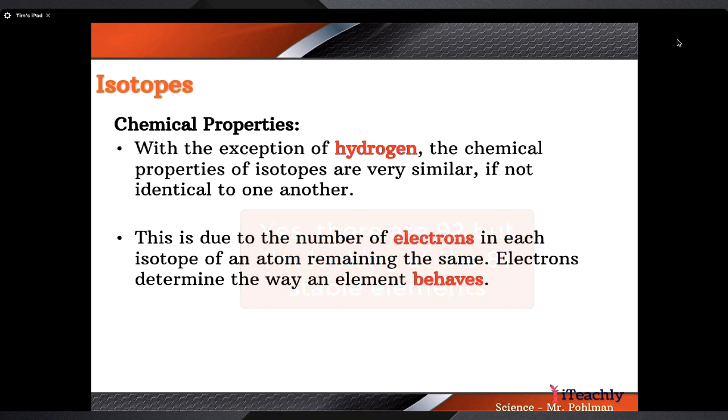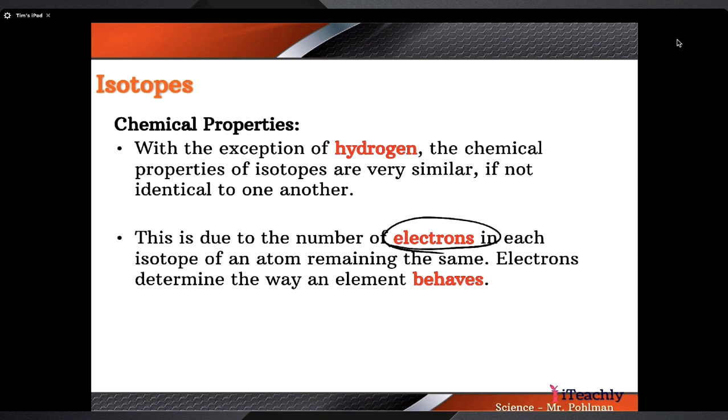All right, so chemical properties. With the exception of hydrogen, the chemical properties of all the isotopes are very similar, if not identical, to one another. Now, what makes those chemical properties the same for these different isotopes? It's the number of electrons that we have for each one.